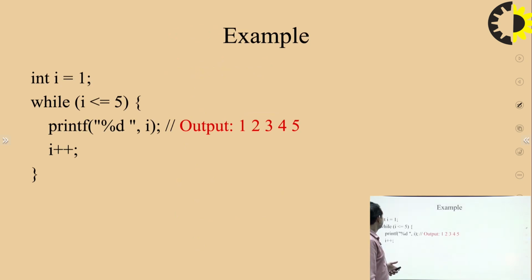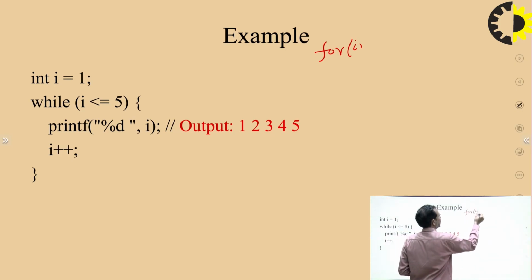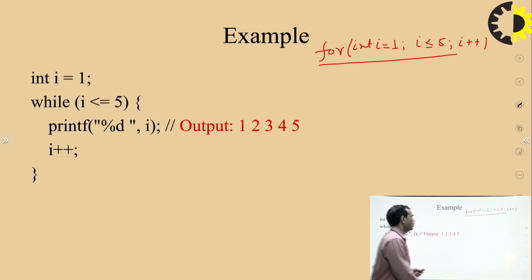Same as in the for loop, where we took one example, I am taking the same example here. Here we are using int I equal to 1. We have to print the values of I from 1 to 5, with I less than or equal to 5 and I plus plus. And instead of the for loop, we are now using the while loop. Firstly, we initialize the variable. All of these are written in the main program.